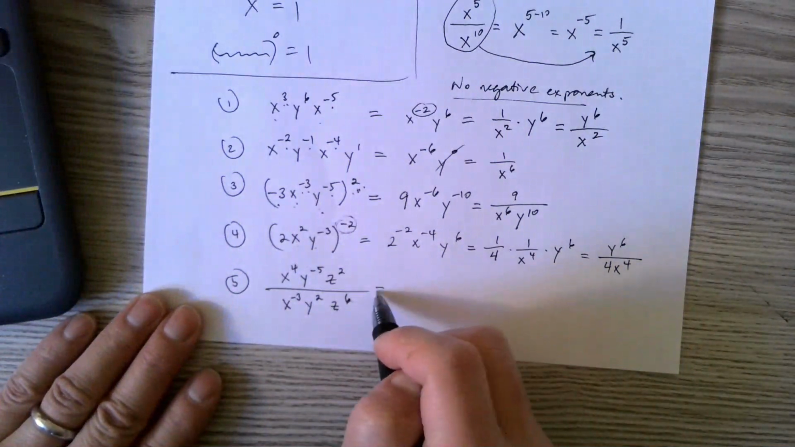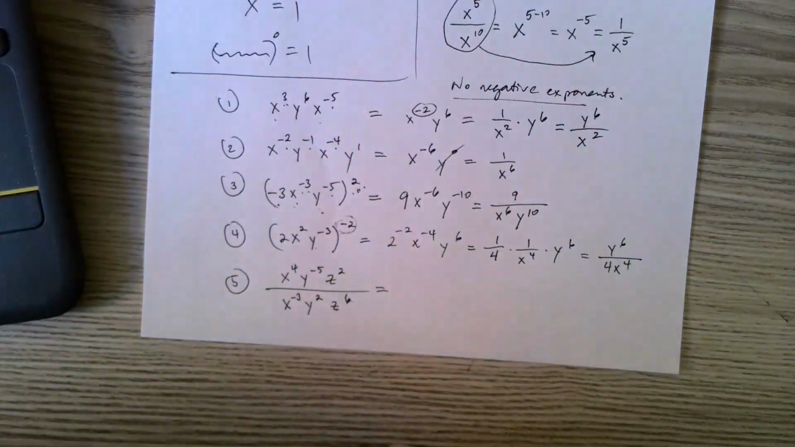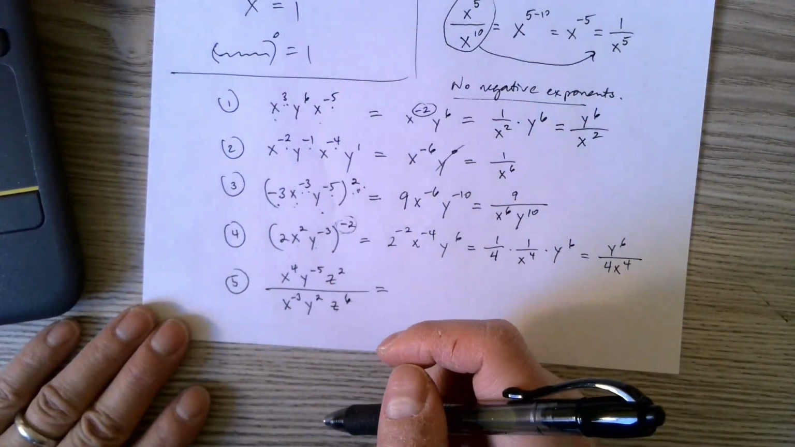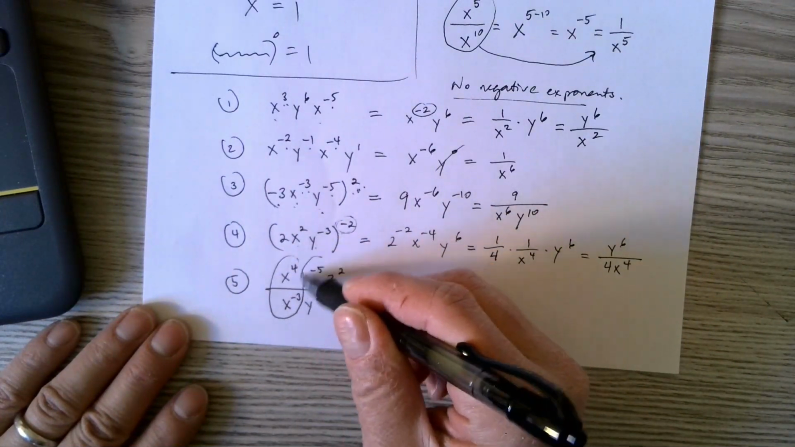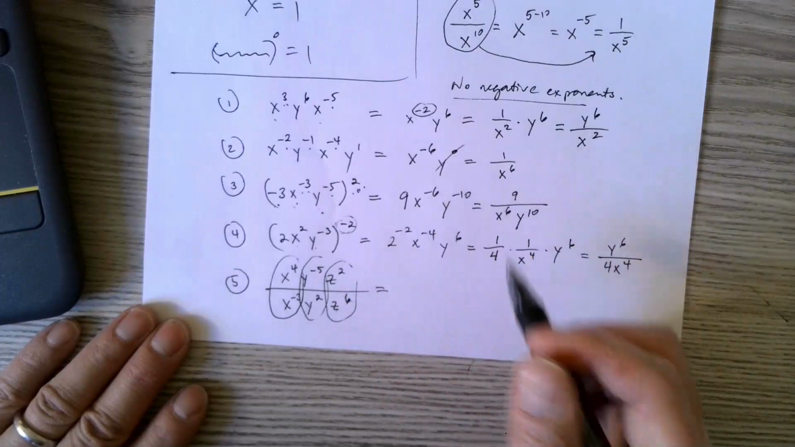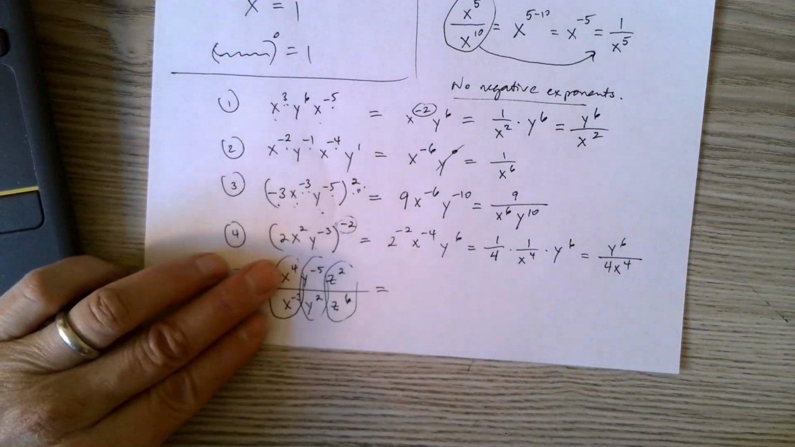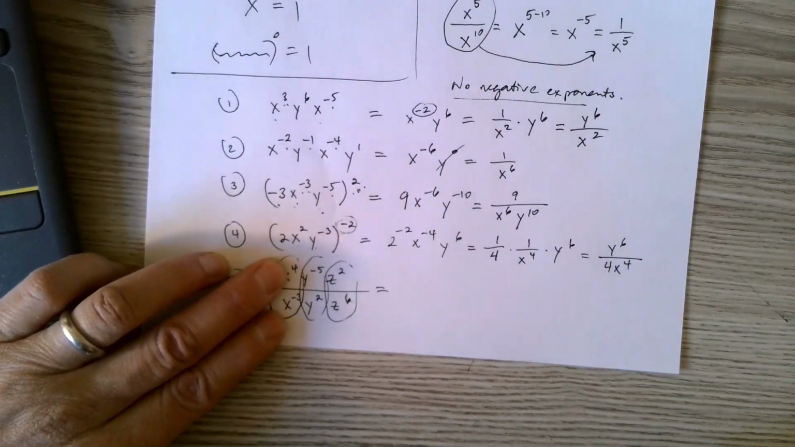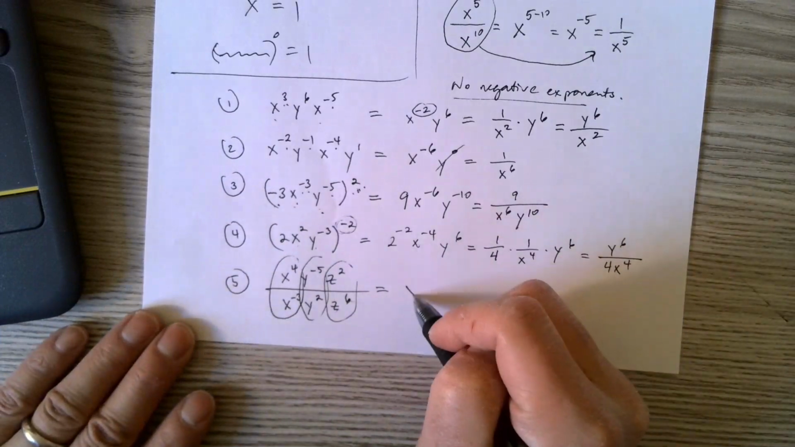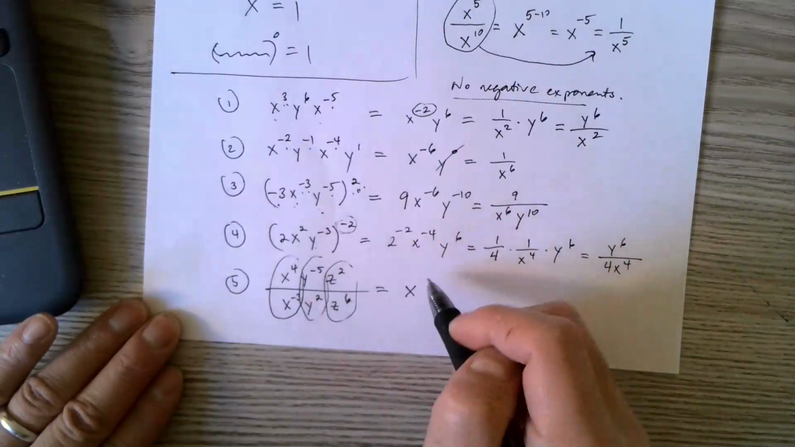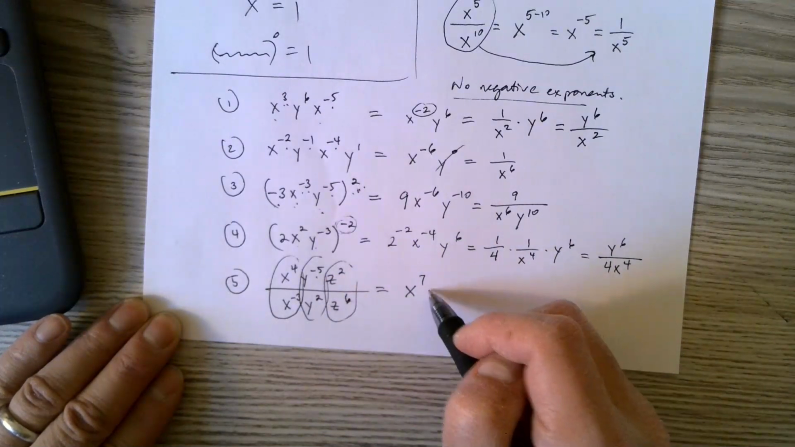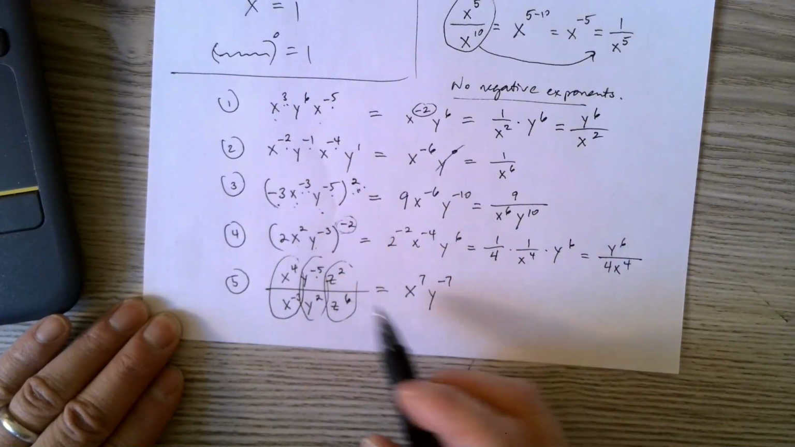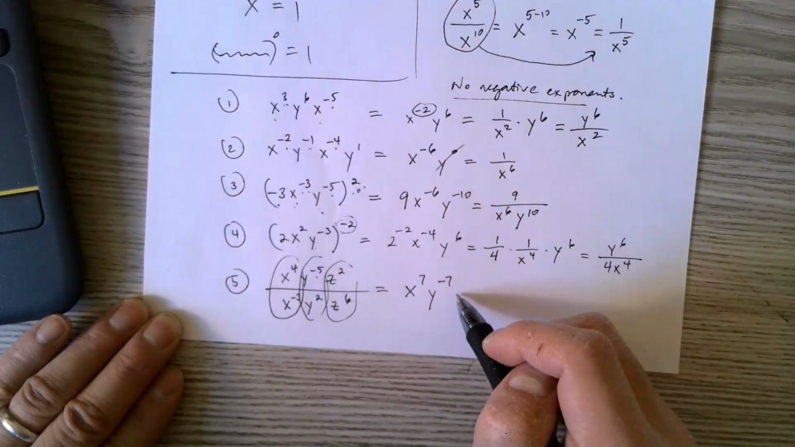Now the last one, this is one big fraction, so I use my division rule on the x's, on the y's, and on the z's. And I'm just going to use straight subtraction. Top exponent minus bottom one. So 4 minus negative 3 is 7. Negative 5 minus 2 is negative 7. And 2 minus 6 is negative 4.